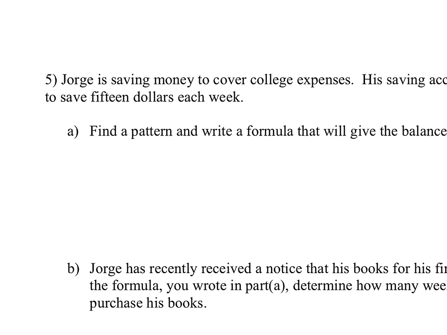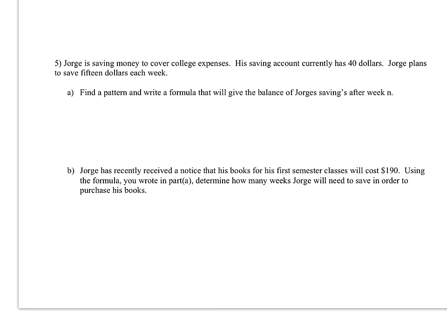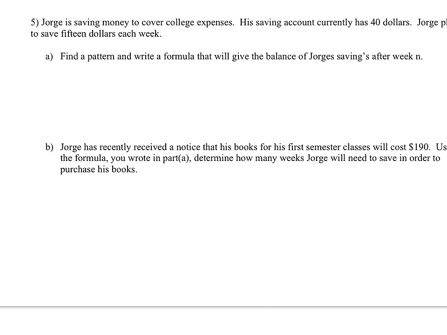Okay, we got Jorge here. He's saving money to cover college expenses. He wants to save $15 each week. So can you write an explicit formula? So he has $40 right now. So that's my a sub 1. He wants to add $15 every week. So you could simply just add 15 every week and see where it takes you. But if I want to write an explicit formula, I need the common difference. So that common difference is 15 because he's going up by 15 every week.